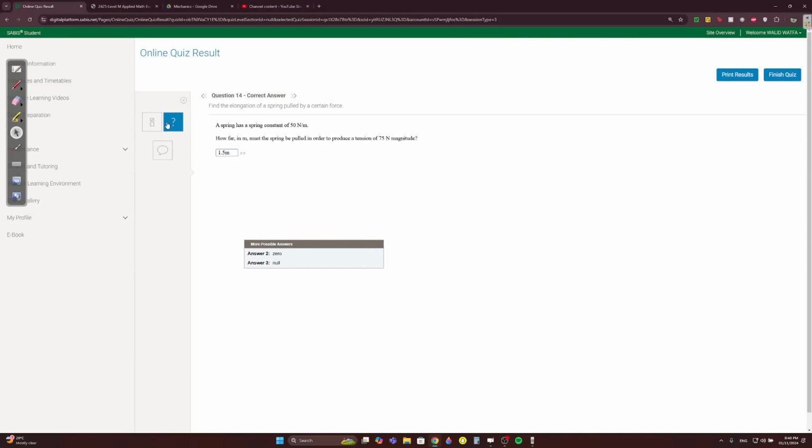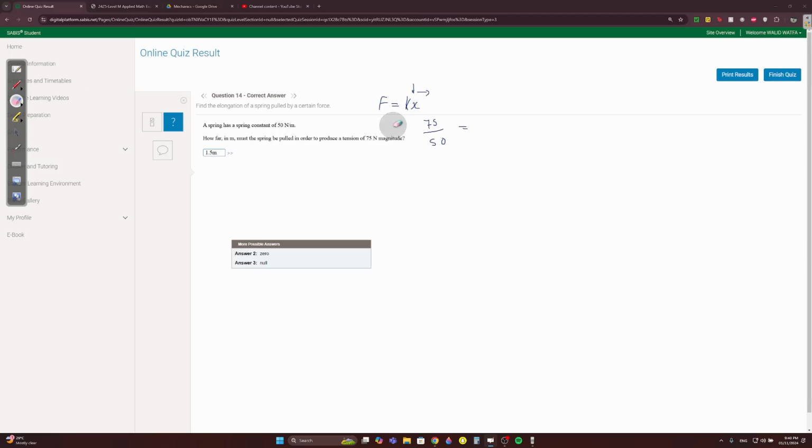Question 14. A spring has spring constant 50. How far in meters must the spring be pulled in order to produce a tension of 75 newtons? You should know that Hooke's law is F equals kx. We want to find x, the displacement. The force is 75. The spring constant is 50.